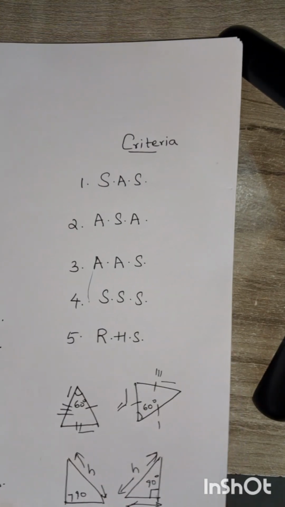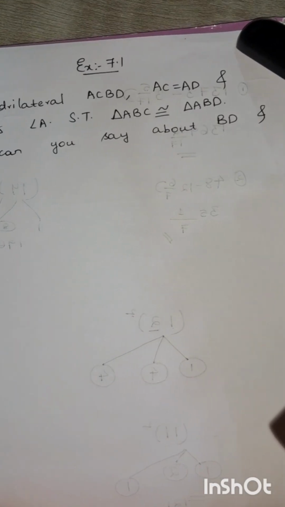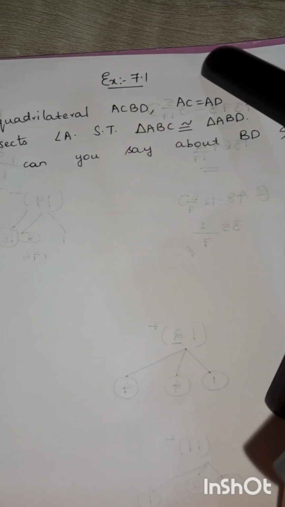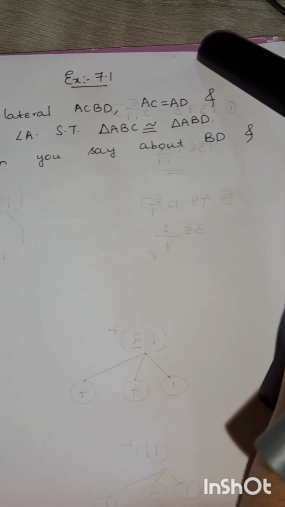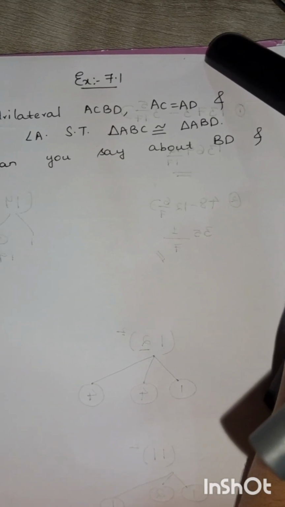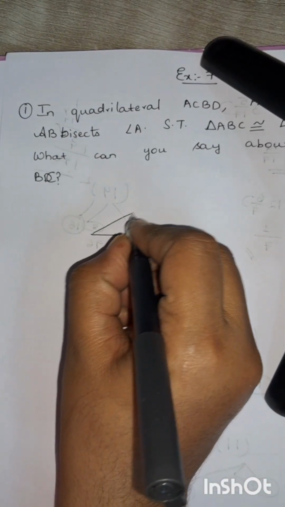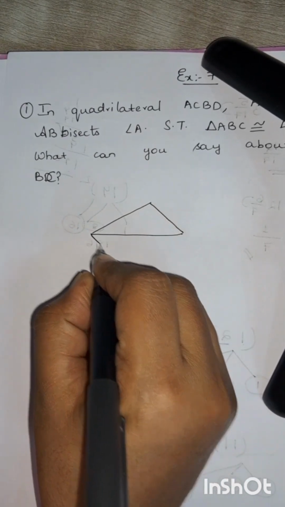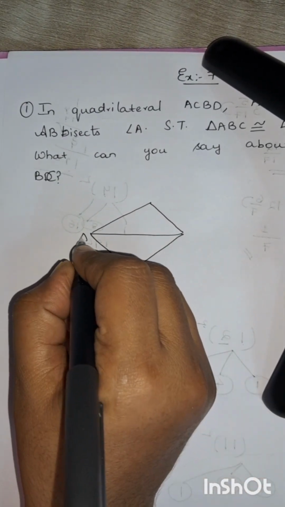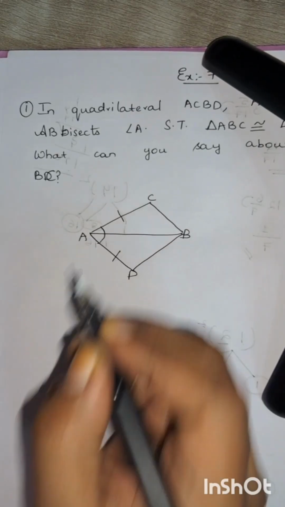Let us see question number 1. In a quadrilateral ACBD, if AC is equal to AD and AB bisects angle A, show that triangle ABC is congruent to triangle ABD. What can you say about BC and BD? Let us draw the figure first. So the figure which they have given is ACB, A, B, C, D. Here we can see that there are two triangles.